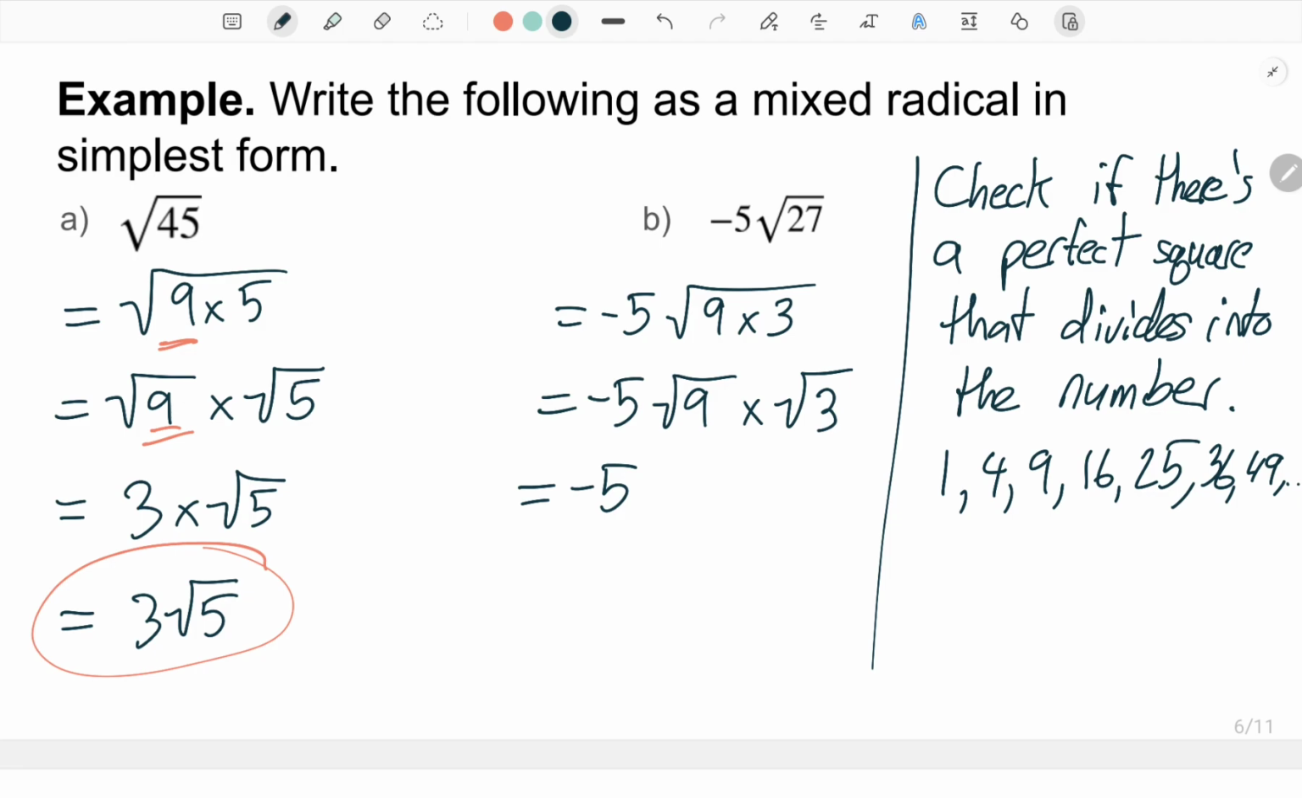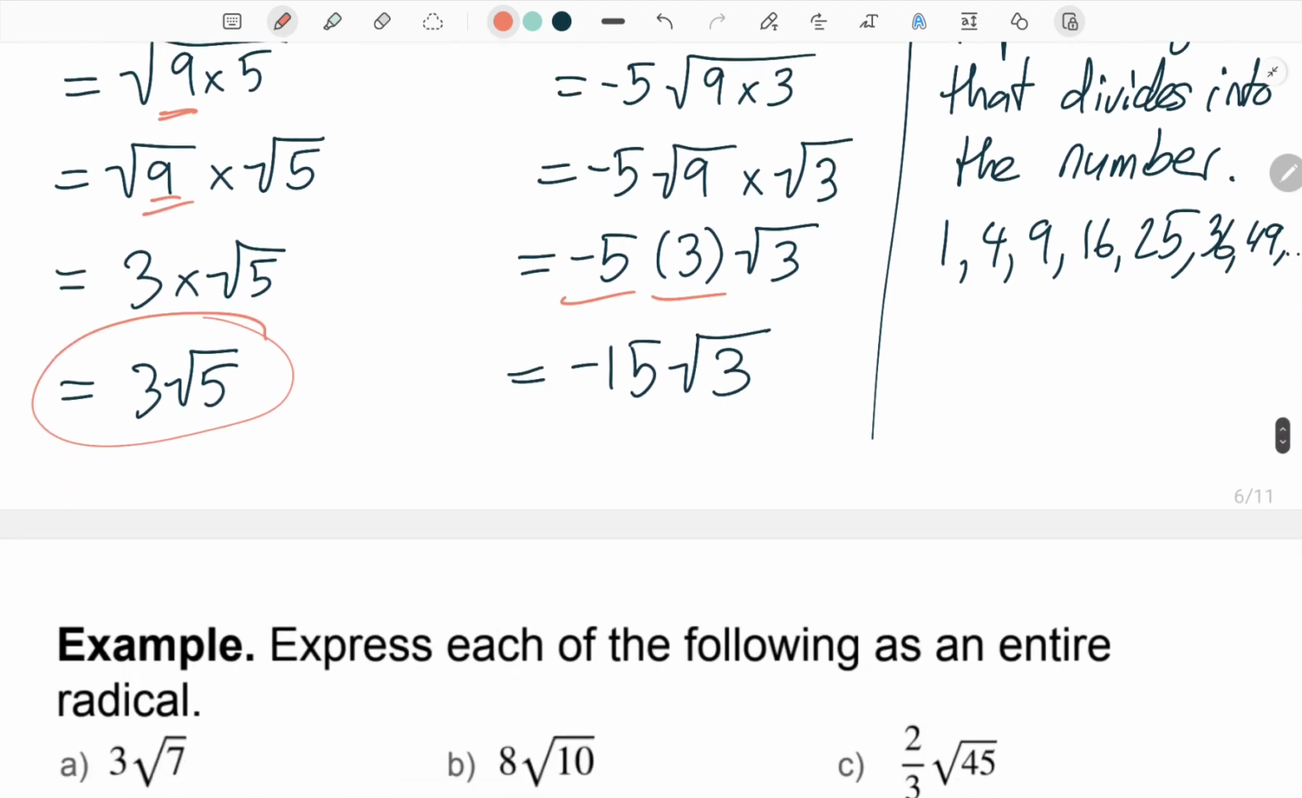And now that root 9, we can take the square root of. So I'm just going to write it in brackets for now, like this. So negative 5 times 3 times root 3. Now we have two numbers in front of that square root. Both those numbers are actually being multiplied, so you can just combine them together. So what's negative 5 times 3? Well, that's just negative 15 root 3. And there we have it. We've now converted that mixed radical, and we've actually simplified it even more. So we always want to get it down to the simplest form where whatever's inside the square root can't be broken down any further. All right, let's continue.